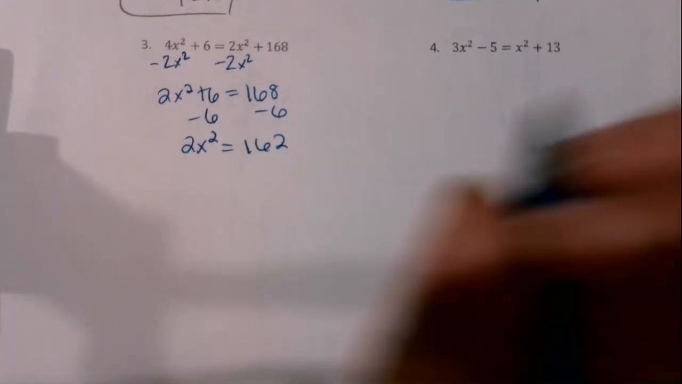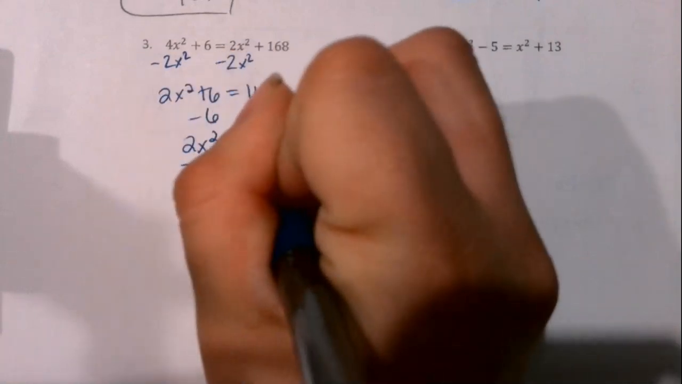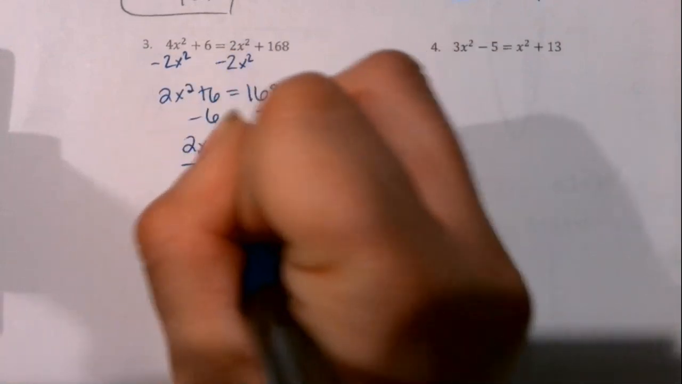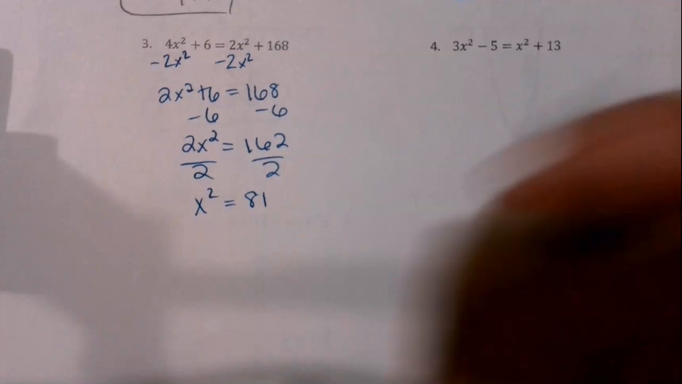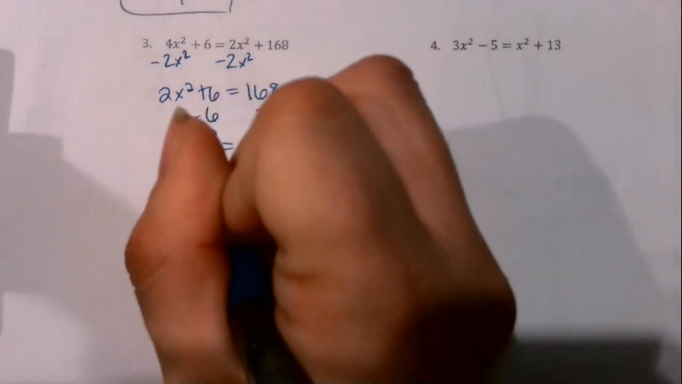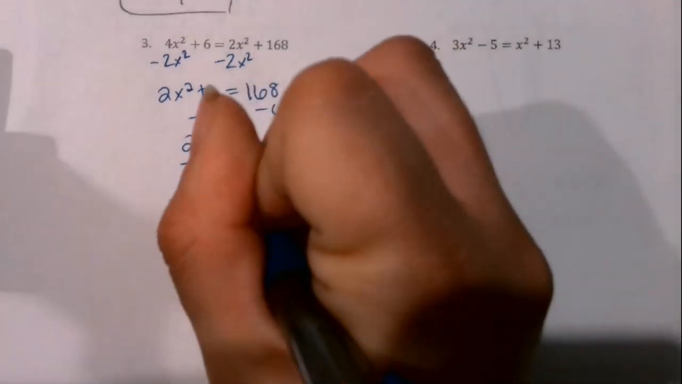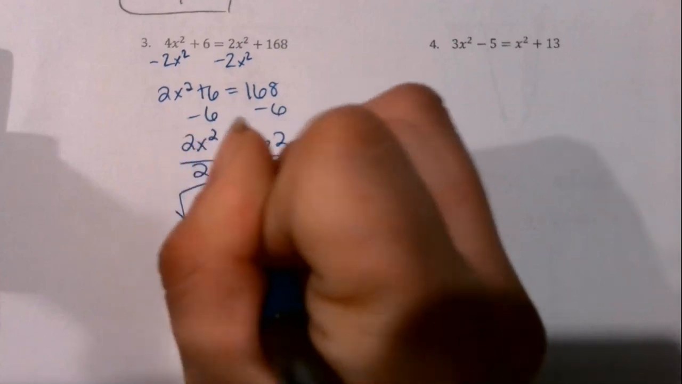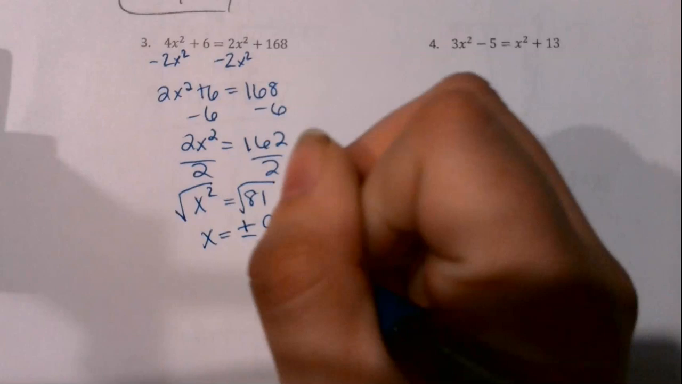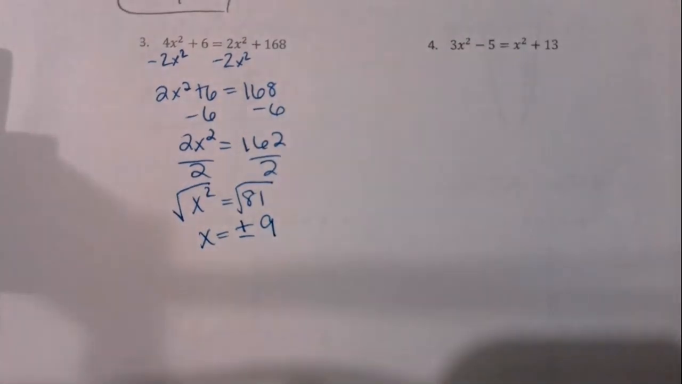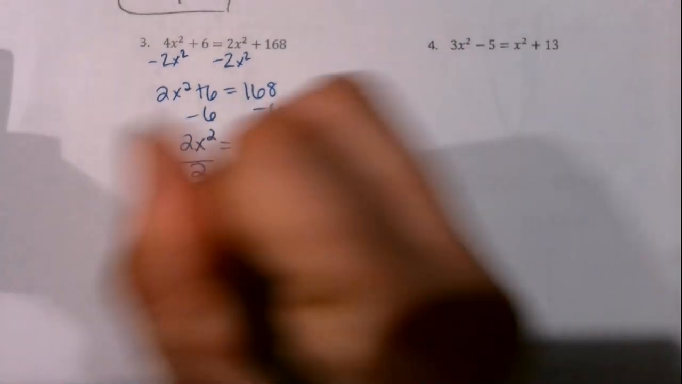I want to divide both sides by 2, and I get x squared equals 81. I take the square root of both sides to cancel out my exponent. And I get x equals plus and minus because I took the square root. And the square root of 81 is 9. That's my answer here.